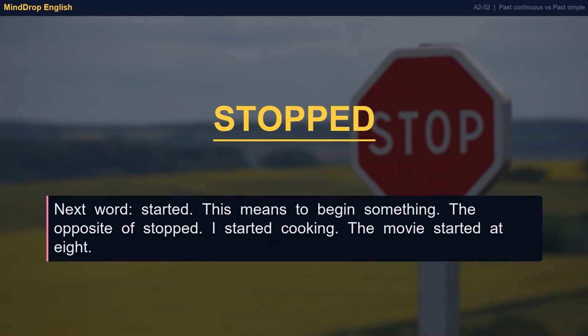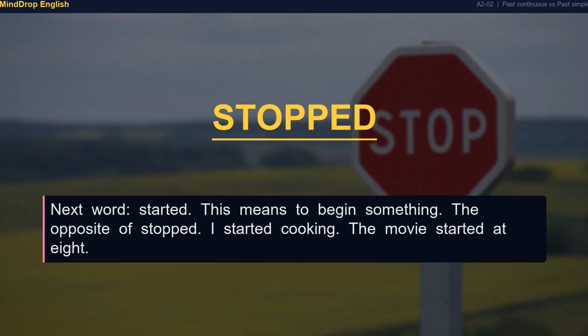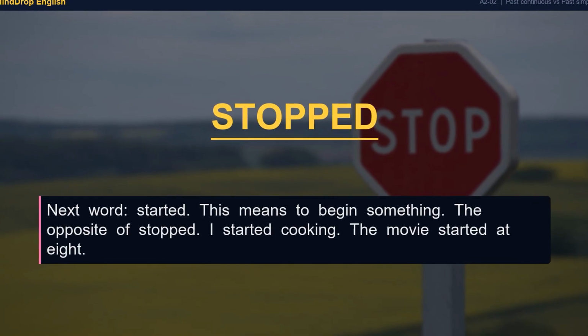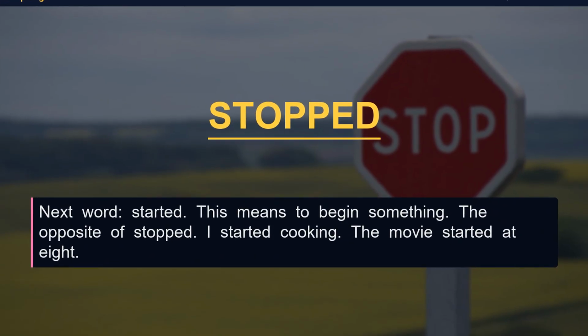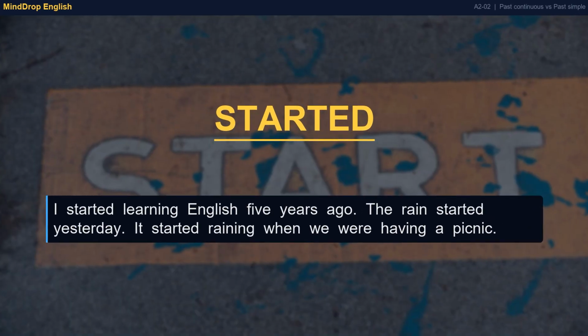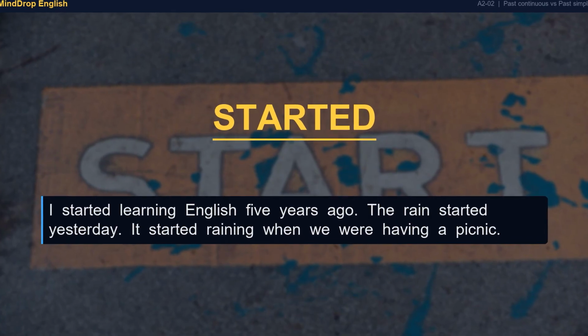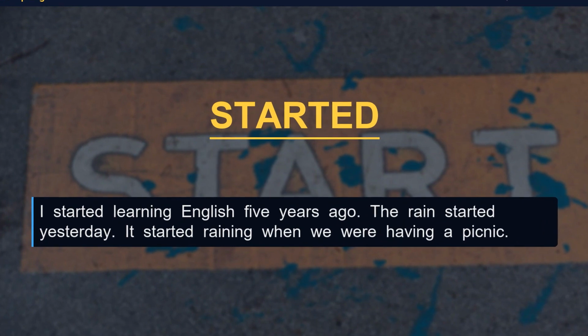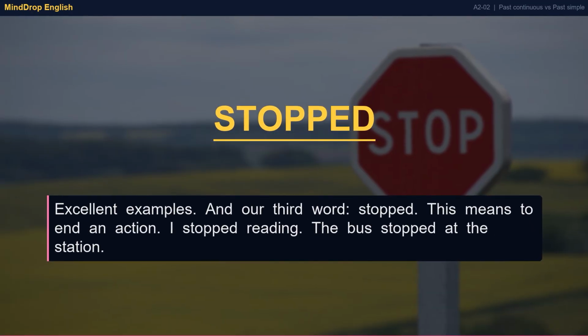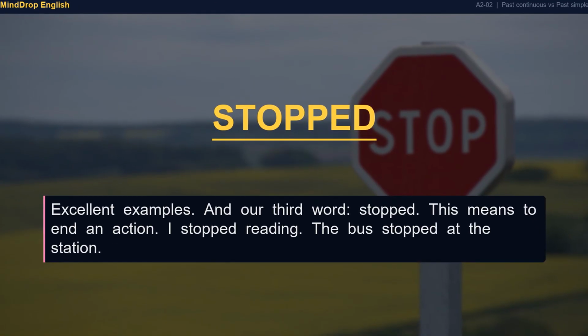Next word. Started. This means to begin something. The opposite of stopped. I started cooking. The movie started at 8. I started learning English 5 years ago. The rain started yesterday. It started raining when we were having a picnic. Excellent examples. And our third word.